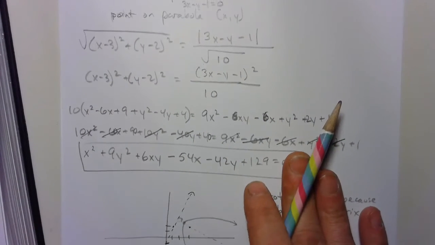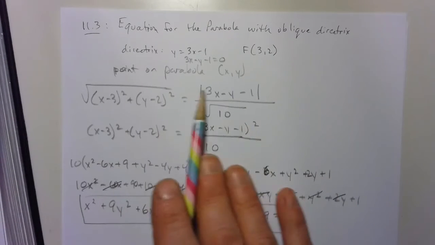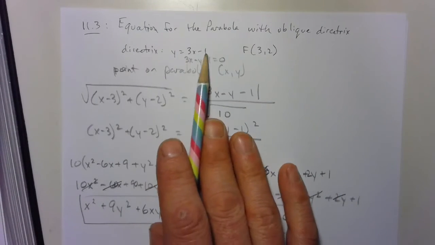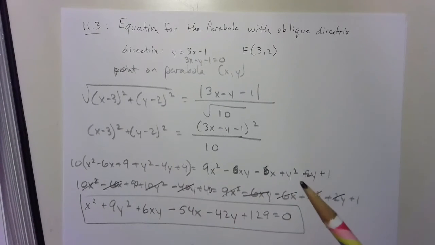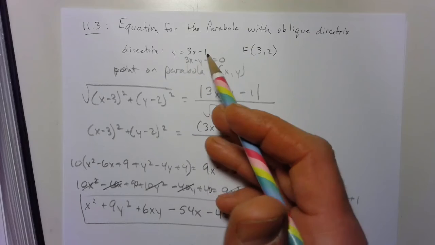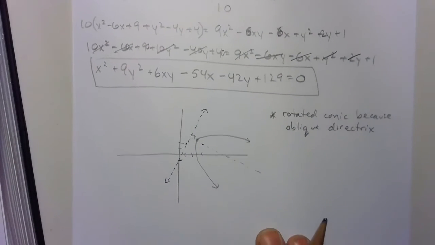Anytime you're trying to write an equation and you're given the directrix and the point, you can always do this derivation. If it's slanted like this, you have to do the derivation. If it's a horizontal or vertical directrix, then I don't expect you to do this derivation. I expect you to use that shortcut.